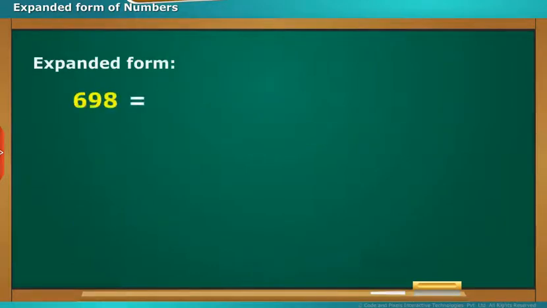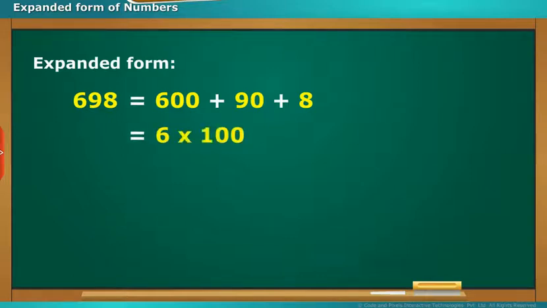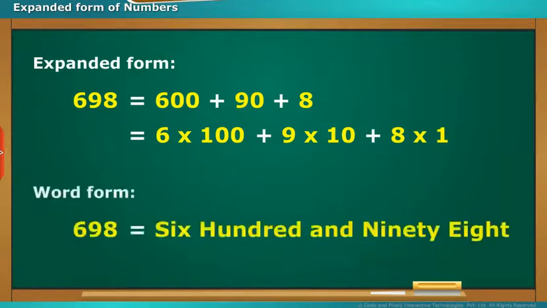Similarly, 698 is equal to 600 plus 90 plus 8. It can also be written as 6 into 100 plus 9 into 10 plus 8 into 1. The word form of the number 698 can be written as shown on the screen.